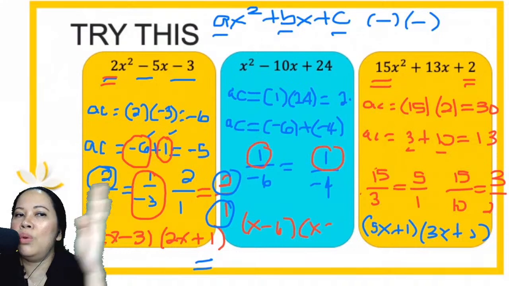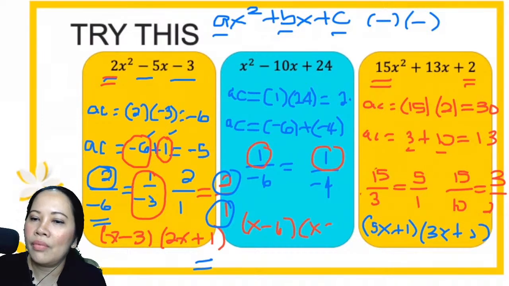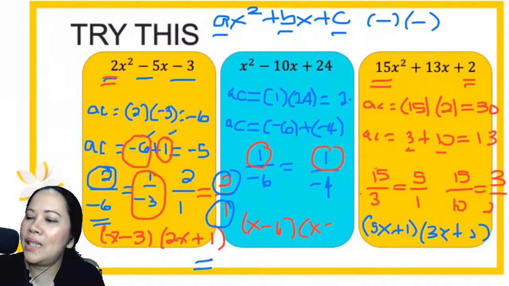Now, please do not move the signs of your number. It should always be with your denominator. The numerator will always have the positive. All right. I hope that was clear.